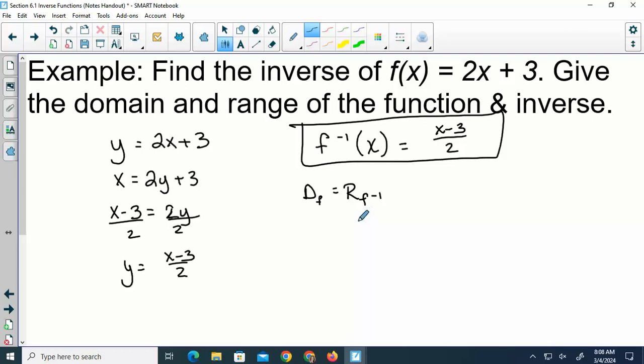So I put little subscripts. You can't just say d equals r, but if I said the domain of the original function is the same as the range of the inverse. Or you could list all 4 out separately.